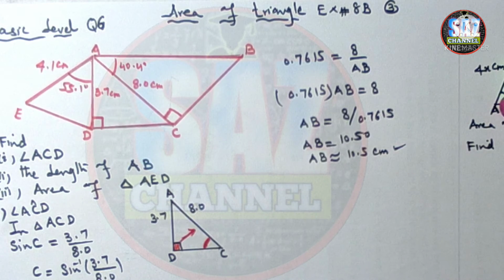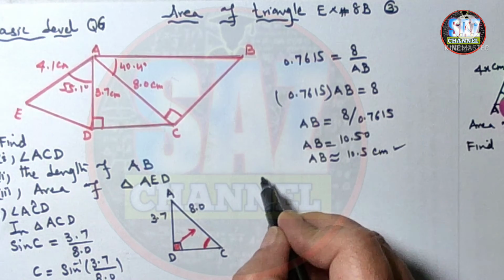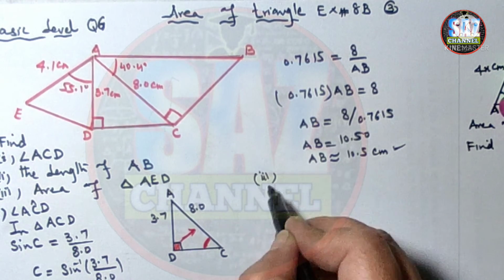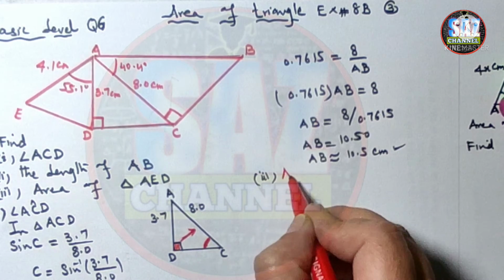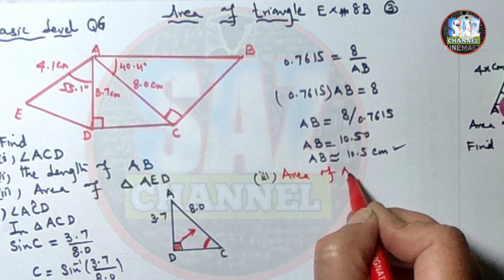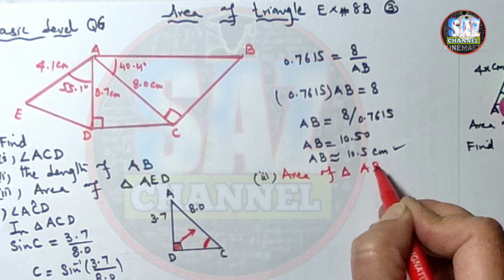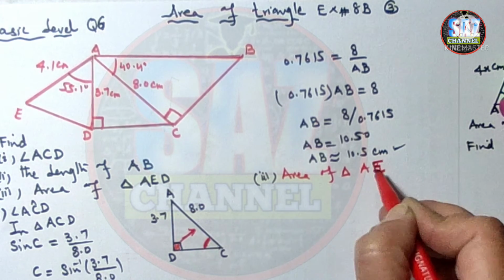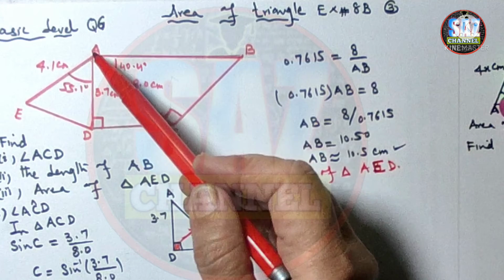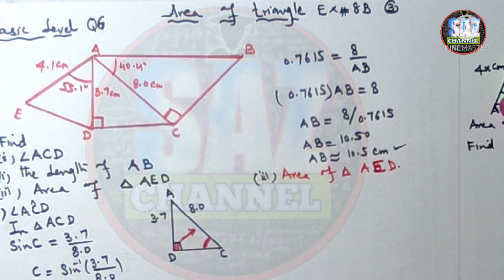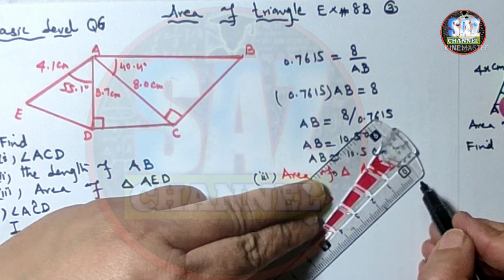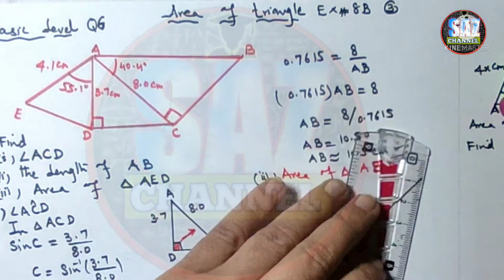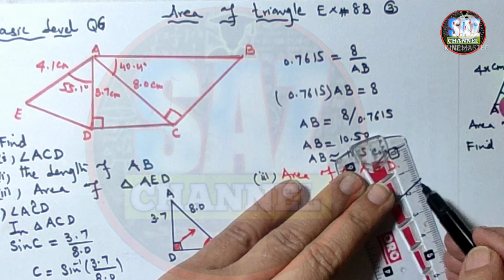Let's move to the last part of the question, that is to find the area of triangle AED. Now look at the diagram: what type of triangle is AED? Is it a right angle triangle or not? Students, these are the questions that have to be really clear to all of you before solving the question, otherwise you will be in trouble.